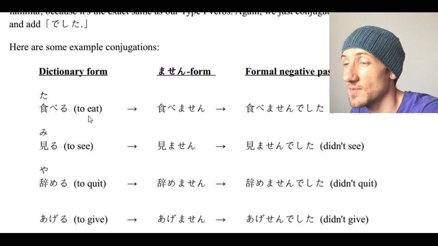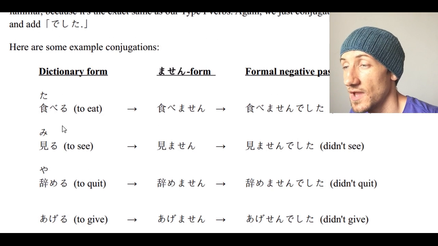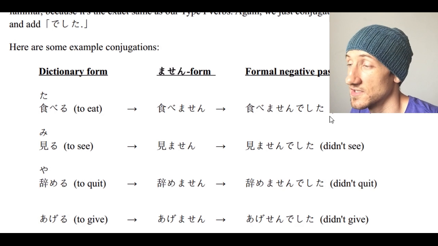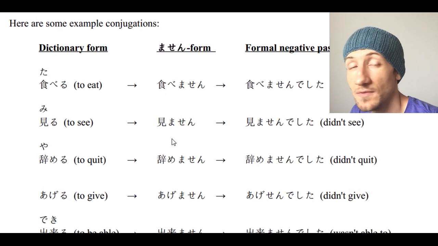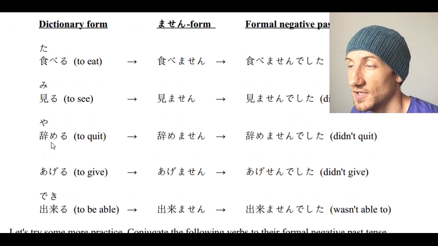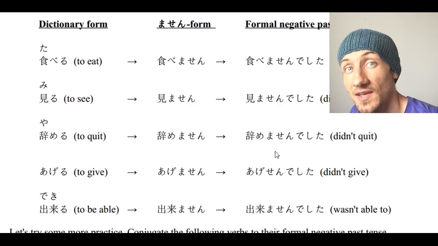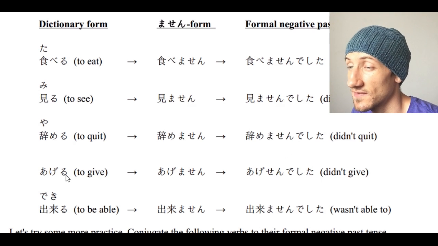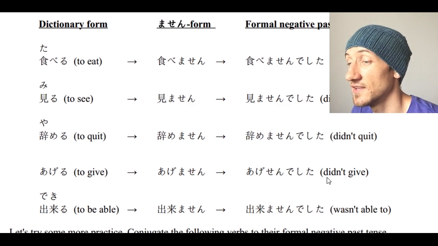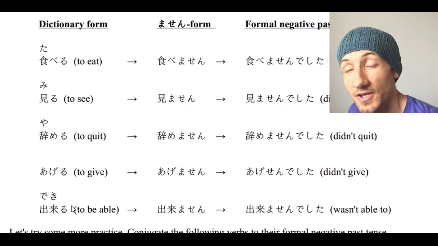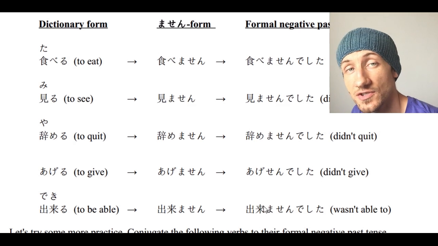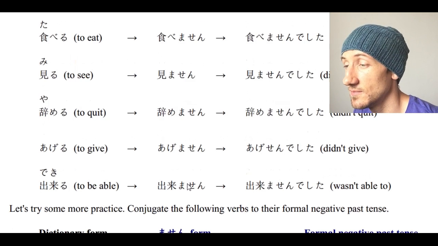So here we have some examples, our type 2 verbs on the left. We have taberu becomes tabemasen, and we get tabemasen deshita, didn't eat. Miru, mimasen, mimasen deshita, didn't see. Yameru, yamemasen, yamemasen deshita, didn't quit. Ageru, agemasen, agemasen deshita, didn't give. And the last one, dekiru, dekimasen, dekimasen deshita. And that's it. So just like our type 1 verbs, just adding deshita to the masen form.